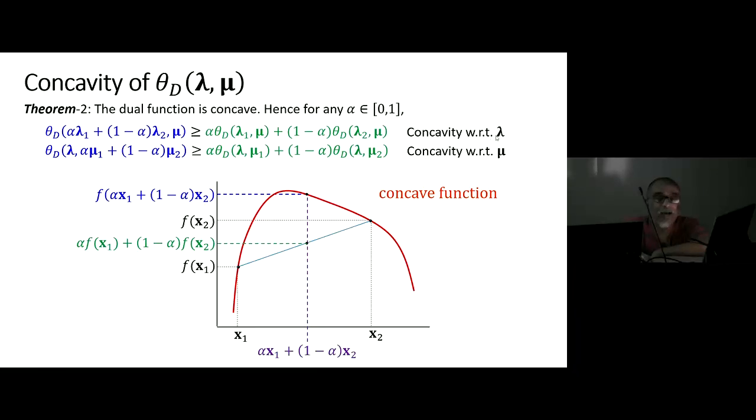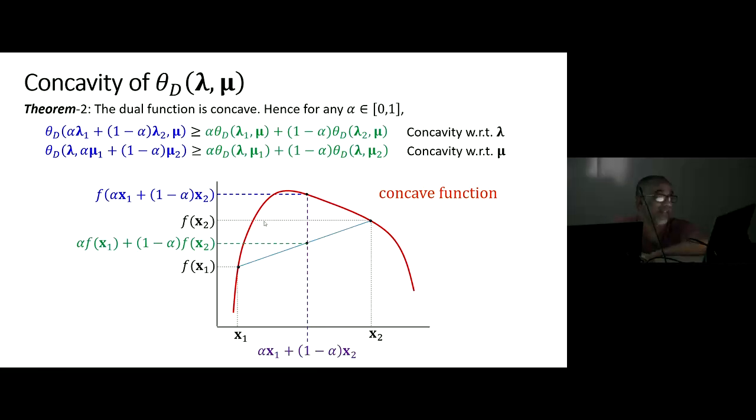concavity with respect to lambda and mu separately, and you can see the one-to-one correspondence, the blue and the green here. So when we are trying to prove concavity with respect to lambda, we'll just ignore mu. Okay, so this is a function of the linear combination of the lambdas, and this is the linear combination of the function of lambda 1 and lambda 2. Okay, so you see the correspondence here, and this blue has to be greater than or equal to the right-hand side, the green, as you can see here, for this function theta d to be concave.